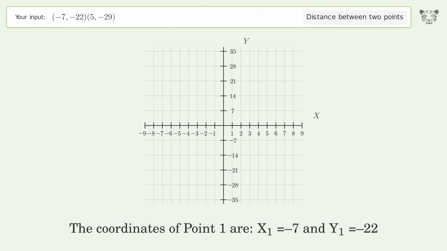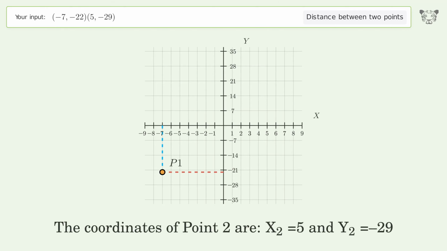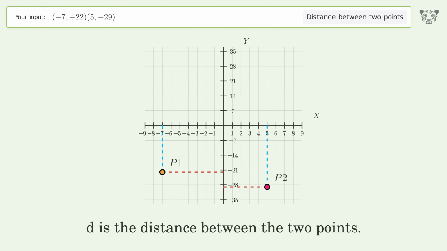The coordinates of point 1 are x1 equals -7 and y1 equals -22. The coordinates of point 2 are x2 equals 5 and y2 equals -29. D is the distance between the 2 points.